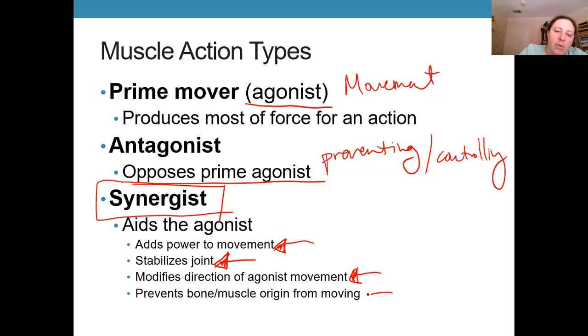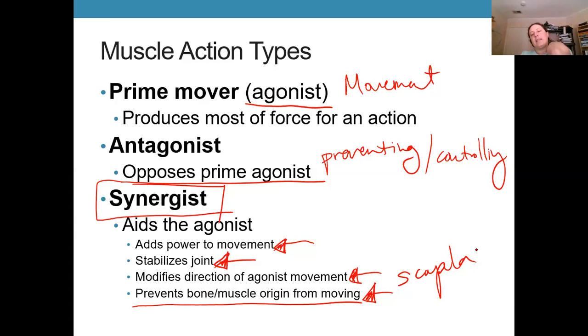And they can prevent bone and muscle origins from moving as well. So if we want things to not move on one side of a joint, they can do that too. We see that a lot, for example, with the scapula. So a lot of arm movements, we want the scapula to stay still where it is against your back. And so we have a lot of muscles up there that hold it steady when we move our arm at the shoulder. So that's one of the ways that we can prevent bone from moving using synergists.